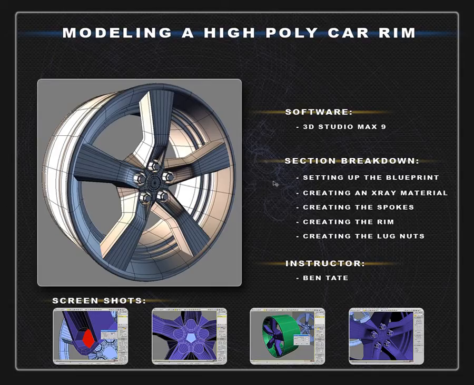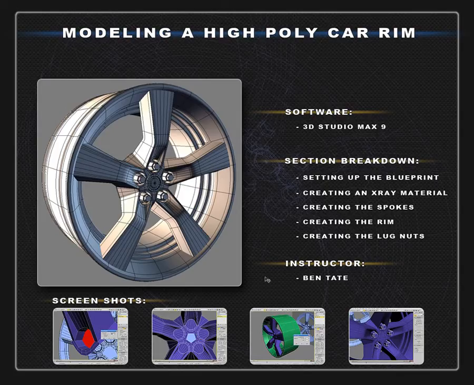Alright, so the first thing we're going to do is just set up a blueprint to follow along and model against. Then we'll look at creating an animated X-ray material, and then we'll start out modeling the spokes, then the rim, and finally we'll do the lug nuts and the center hub. Right, and these are a couple screenshots down here of this tutorial.